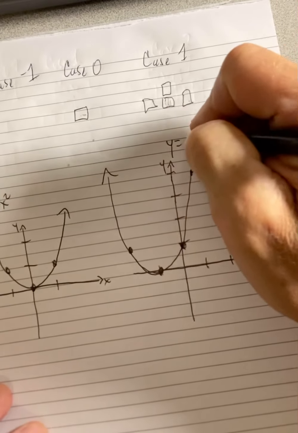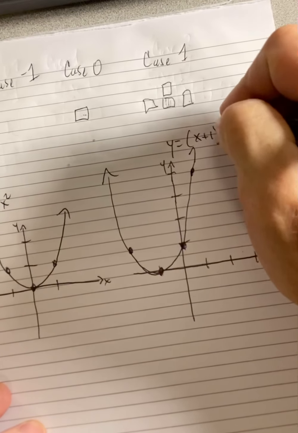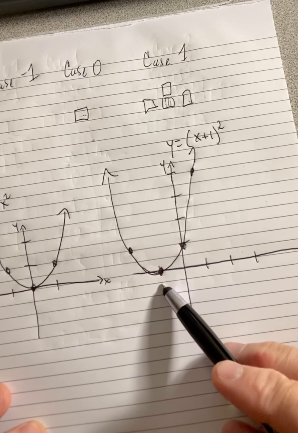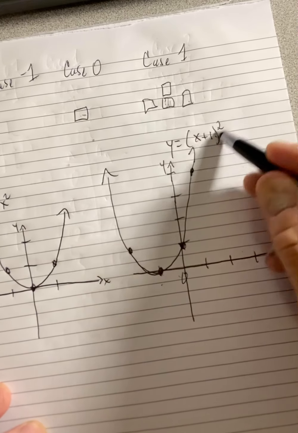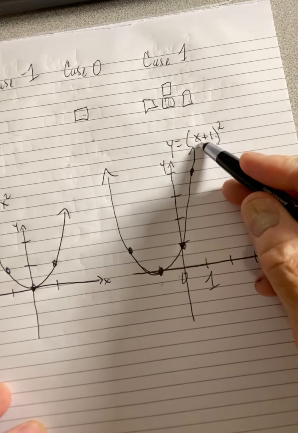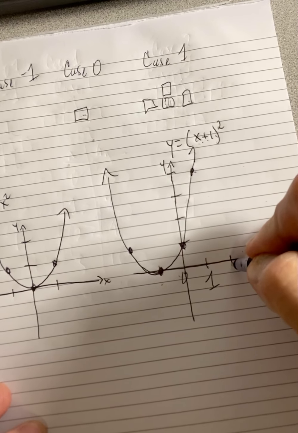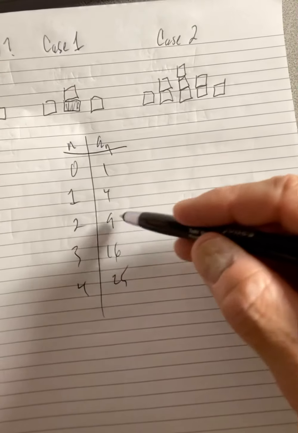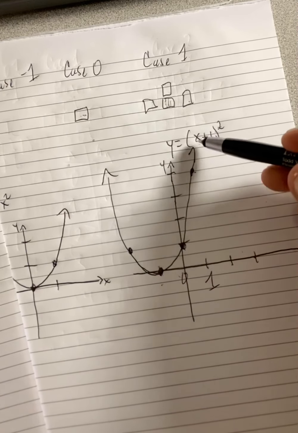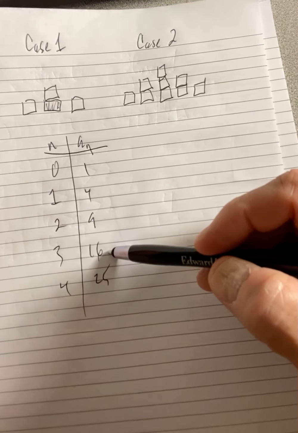Maybe you can tell me that that's a parabola shifted to the left 1, so it would look like this. So when I put in 0 for x right here, I get 1 block. And when I put in 1 for x, I get 1 plus 1 is 2, 2 squared is 4. Oh, what happens if I put in 2? Well, I get 3 squared, which is 9. 2 goes to 9. What happens if I put in 3? Well, 3 plus 1 is 4. 4 squared is 16. Oh, it goes to 16. What happens if I put in 4? 4 plus 1 is 5.